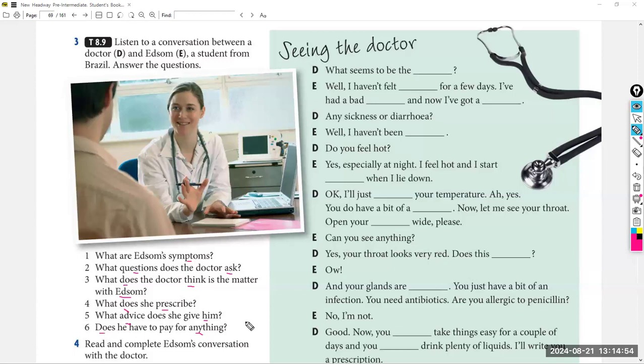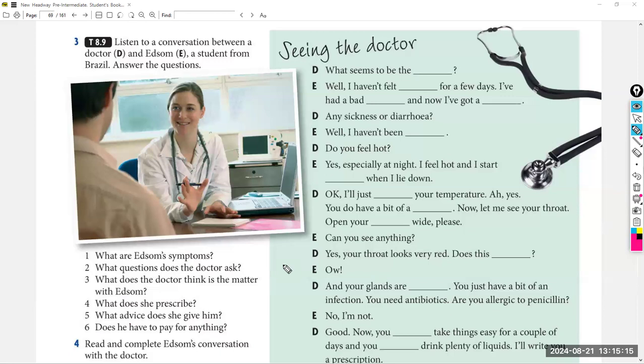Okay, guys, this is it. I hope that you wrote down the answers. Now, let's listen to the recording or conversation again to check if you wrote the answers correctly or not. So, let's play the recording. Tape script 8.9.